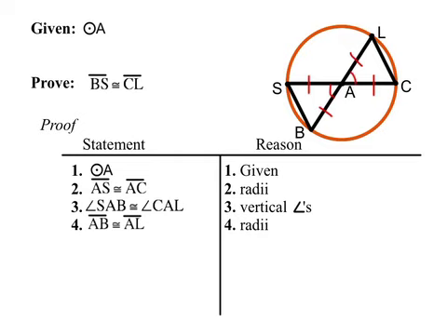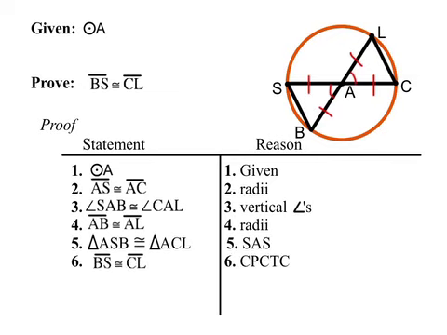So step number 2 is a pair of congruent sides. Step number 3 is the pair of included angles. And step number 4 is the other pair of congruent sides. So we have two triangles congruent by side angle side, and therefore we've proved that BS is congruent to CL by CPCTC.